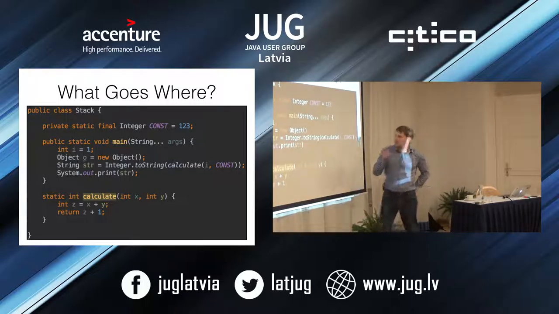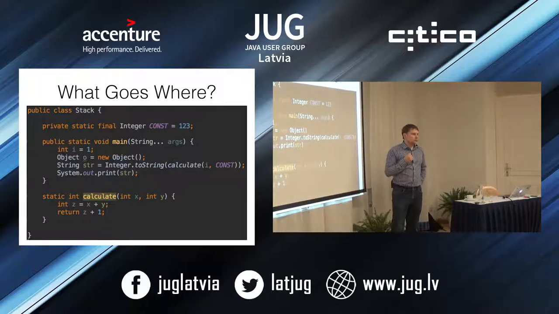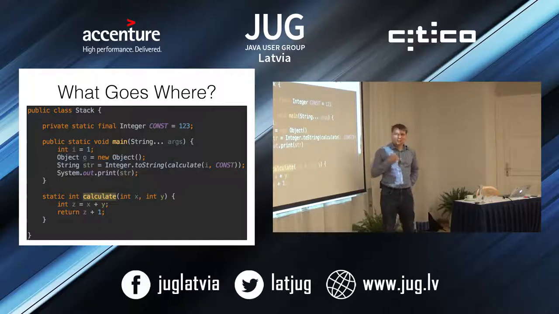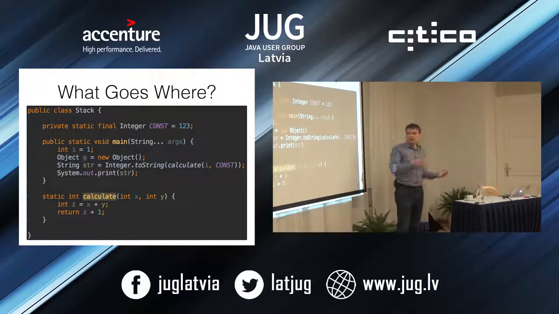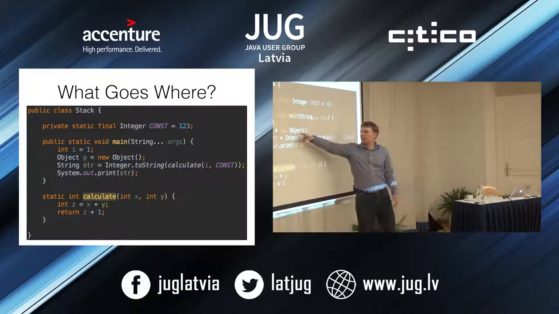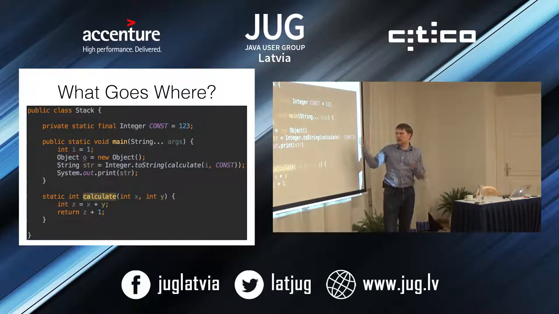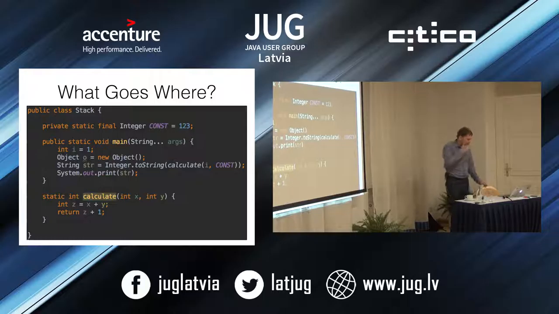So, a really small exercise: what goes where? For example, int i = 1. Where is it stored? On the stack. Why? Yes, in a register, and it should go into the stack and come into a register for some calculation. But a new object: you would have a reference to the object in your stack, but the object itself, a memory data structure, would be created in heap memory. So, objects go to the heap, while references and primitives stay in the stack.